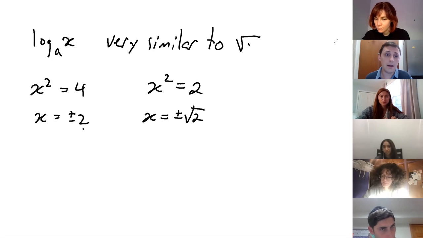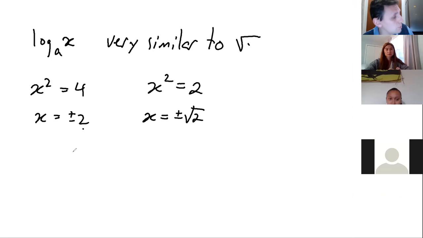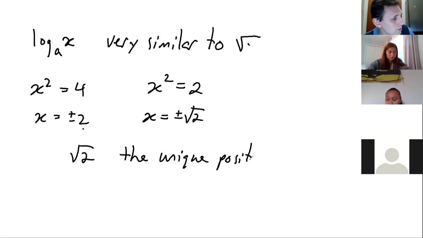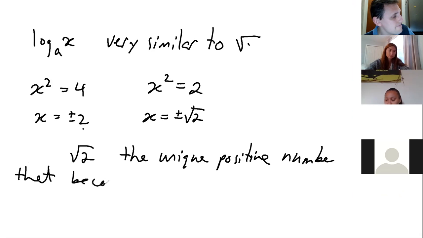Right? By its very essence, root 2 is simply the unique positive number that becomes 2 upon squaring.